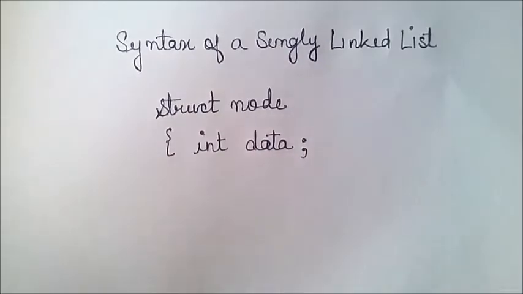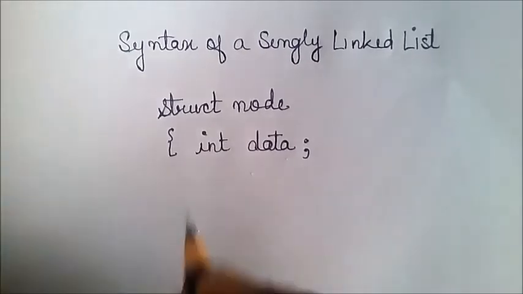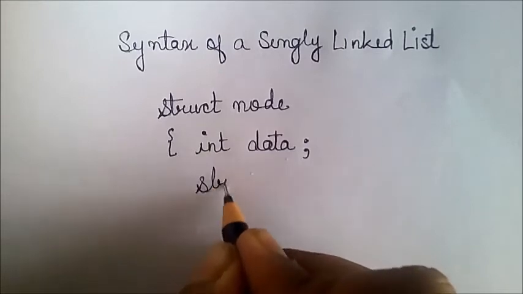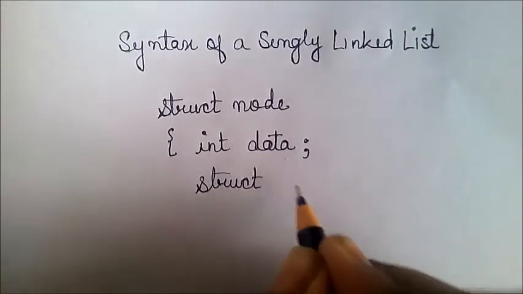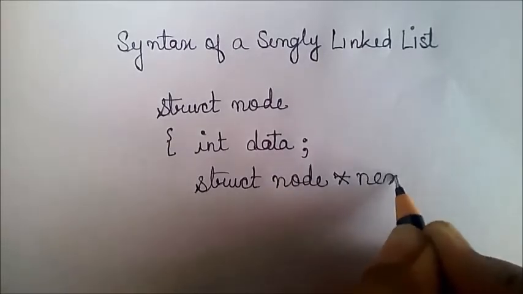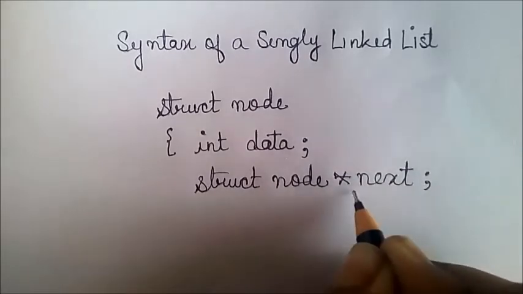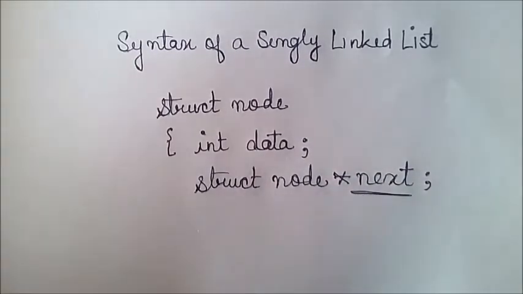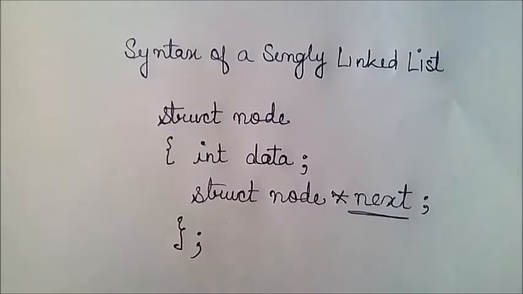As for the reference part, it points to the location of the next node. So it should be a pointer, but its data type should be of struct node type. So we are going to write struct node star next. Here next is the reference part. The data type of next is struct node because it is going to point to the base address of a node. That is why it should be of struct node type.